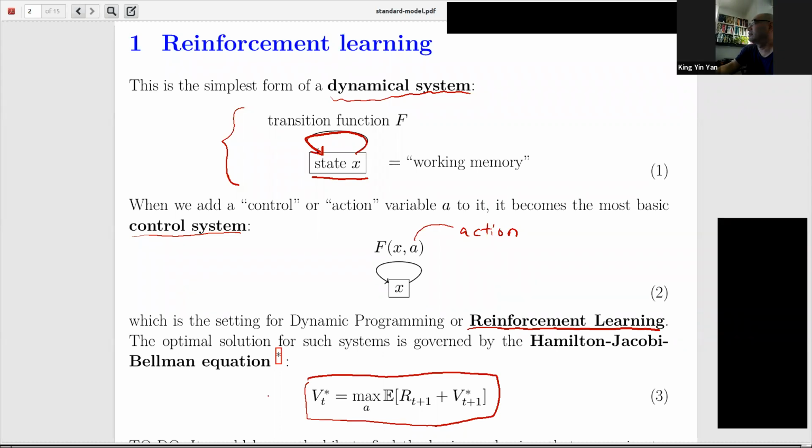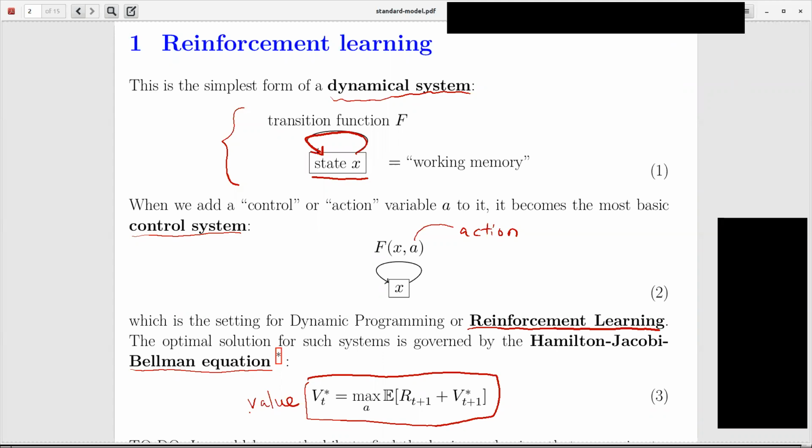So yeah, reinforcement learning is governed by this Bellman equation, and it says that the value, this is the value function. Are you guys familiar with this reinforcement learning? No. Okay.